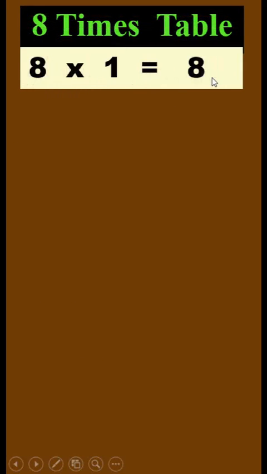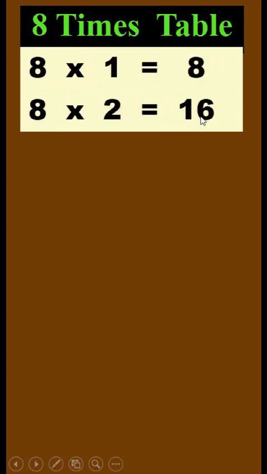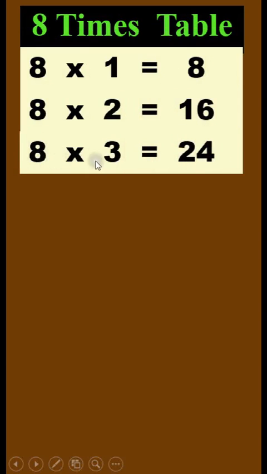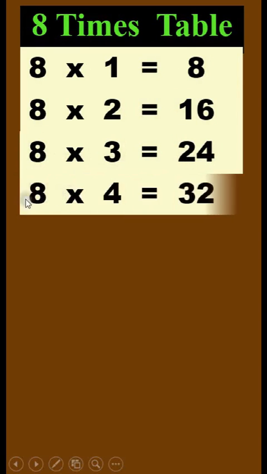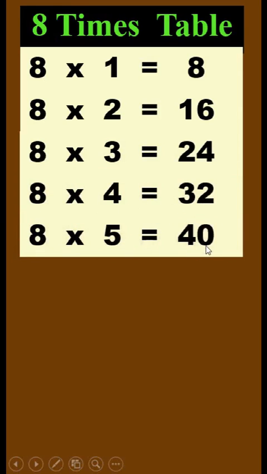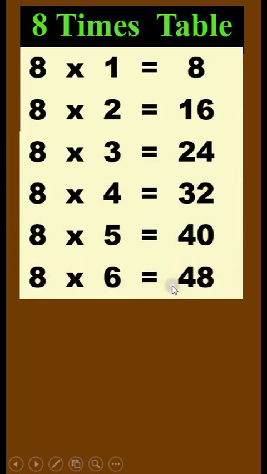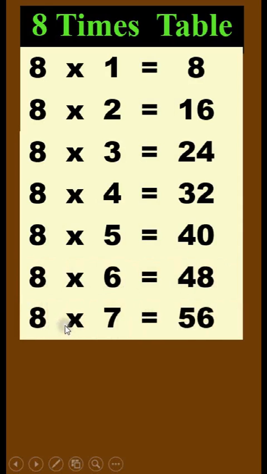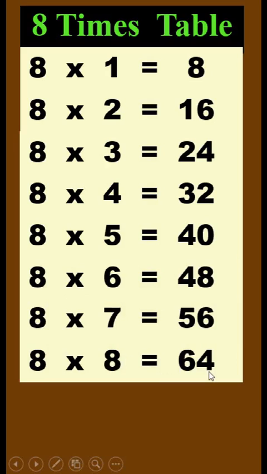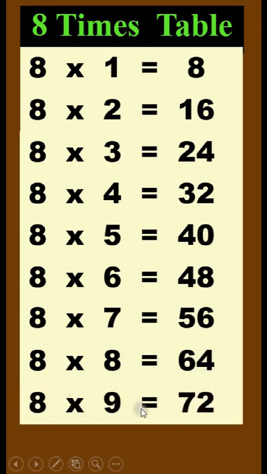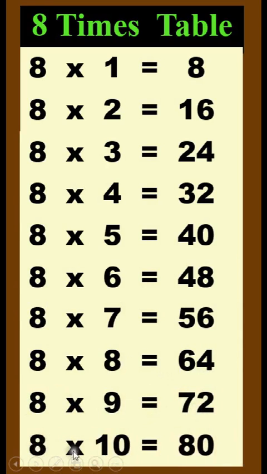8 times table. 8 times 1 is 8. 8 times 2 is 16. 8 times 3 is 24. 8 times 4 is 32. 8 times 5 is 40. 8 times 6 is 48. 8 times 7 is 56. 8 times 8 is 64. 8 times 9 is 72. 8 times 10 is 80.